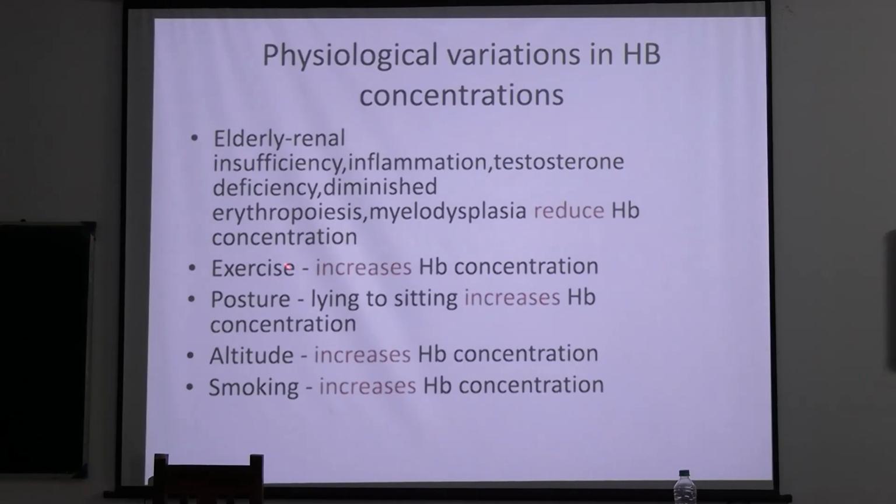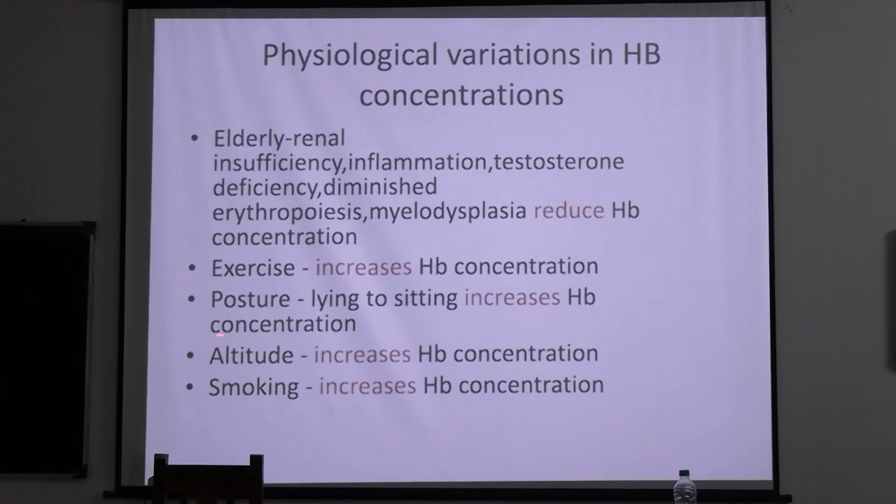Exercise. The more you exercise, it will increase the hemoglobin concentration. Posture. Lying to sitting increases hemoglobin concentration. If you tell the patient to lie down and then you collect the blood for hemoglobin, it will be something less than if you take the blood in sitting position. We always prefer to take blood in a sitting position unless the patient is bedridden.